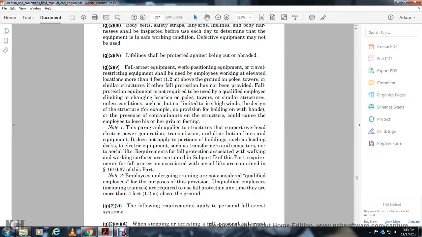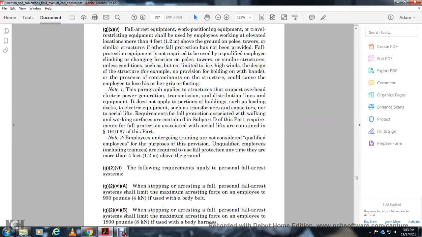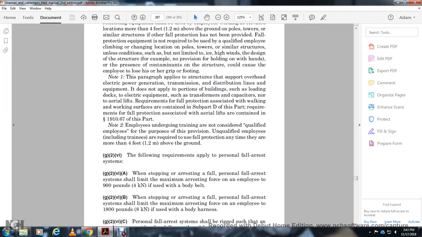The following requirements apply to the personal fall arrest system. The personal fall arrest system shall limit the maximum arresting force on an employee to 900 pounds if used with a body belt. When stopping and arresting a fall, the personal fall arrest system shall limit the maximum arresting force on the employee to 1800 pounds if used with a body harness.